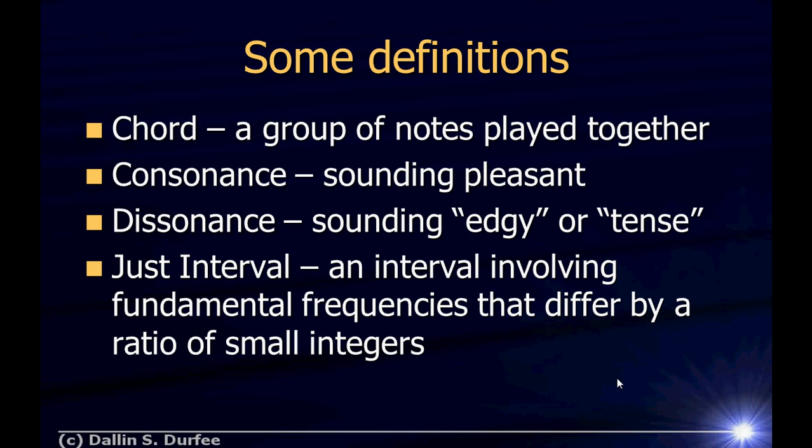Another term is a just interval. A just interval is an interval involving fundamental frequencies that differ by a ratio of small integers. So for example, if I play 2 notes, and the fundamental frequency of the higher note is 3 halves times the fundamental frequency of the lower note, that's a just interval, because the ratio of those 2 frequencies is just a ratio of small integers, 3 halves. Why just intervals matter will be explained later.